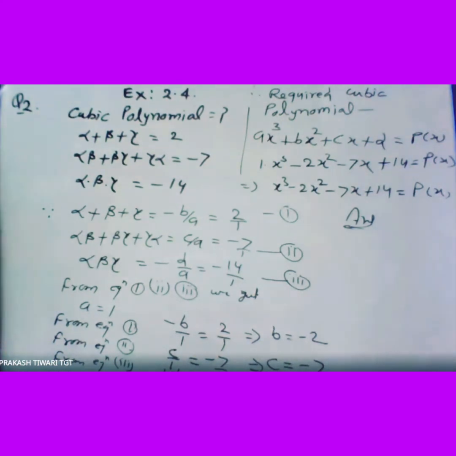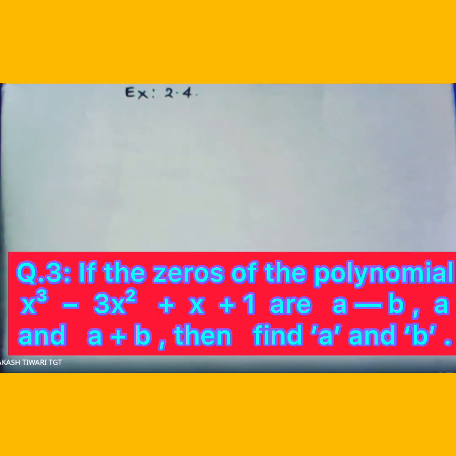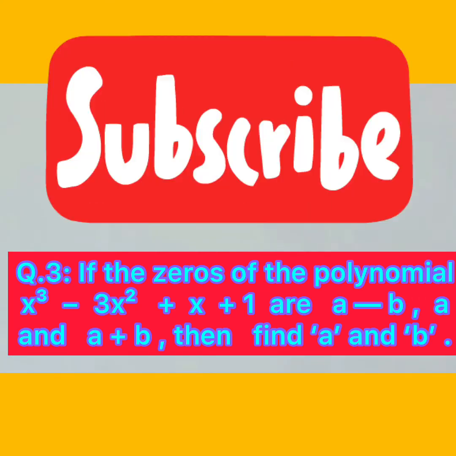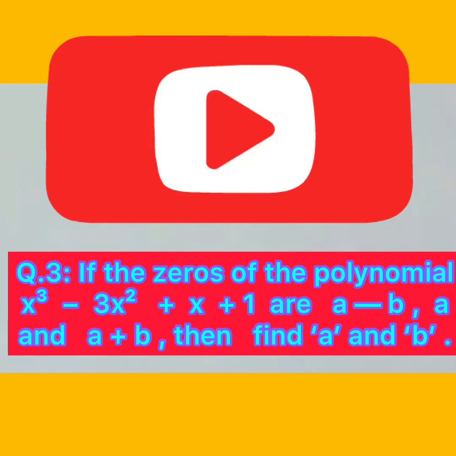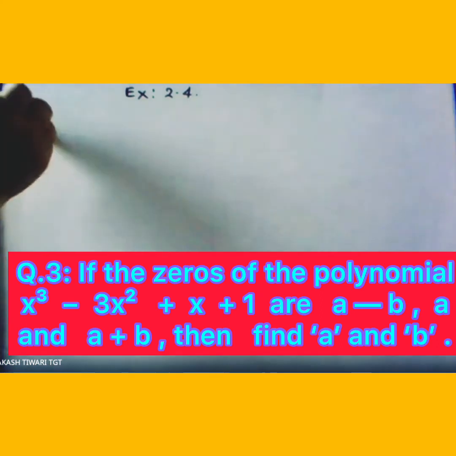अब देखिए दोस्तों एक और बहुत इंपॉर्टेंट मोस्ट इंपॉर्टेंट, अभी आप सारी इंपॉर्टेंट क्वेश्चन ही पढ़ रहे हैं तो यहाँ पे एक और क्वेश्चन नंबर 3 जो मोस्ट इंपॉर्टेंट क्वेश्चन है इस एक्सरसाइज ऑफ द पॉलिनोमियल x cube minus 3x square plus x plus 1 are a minus b, a and a plus b, then find a and b. ए और बी का आपको वैल्यू फाइंड करना है. ठीक है, तो कैसे आप पता करोगे? आइए सबसे पहले हम गिवन पॉलिनोमियल को लिखें. बहुत इंपॉर्टेंट क्वेश्चन है, क्वेश्चन नंबर 3.